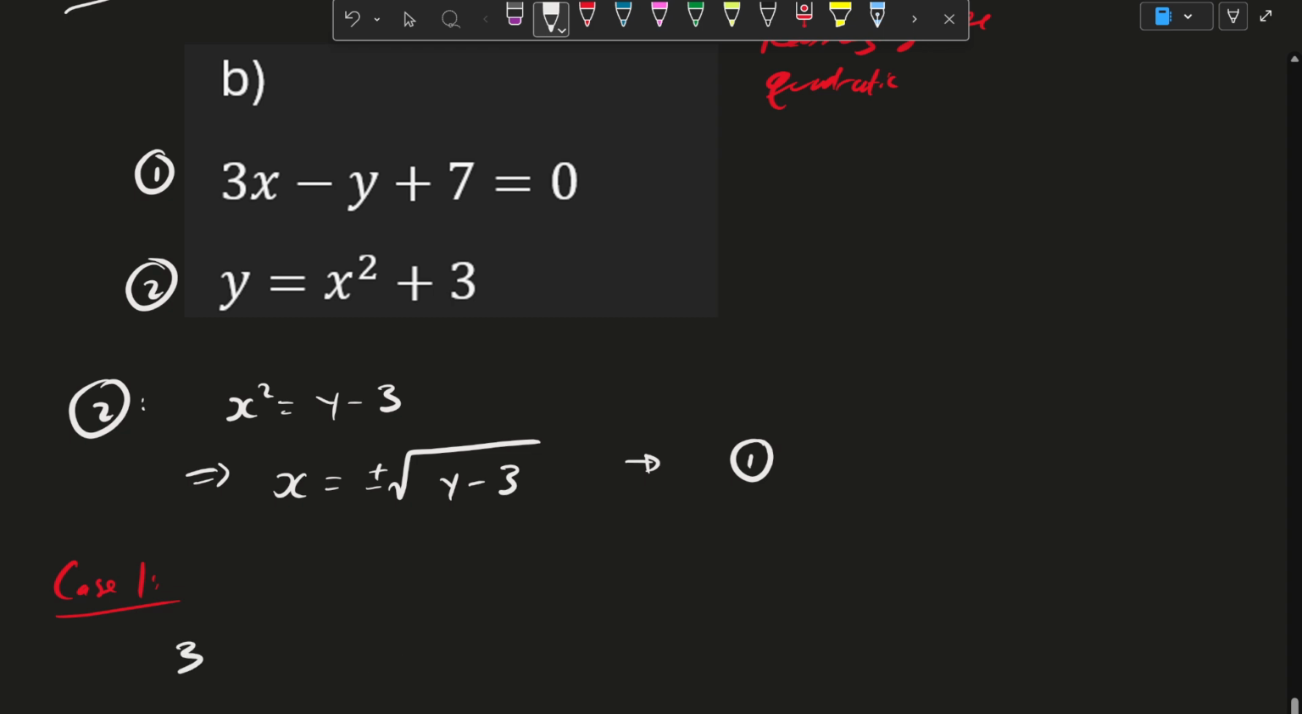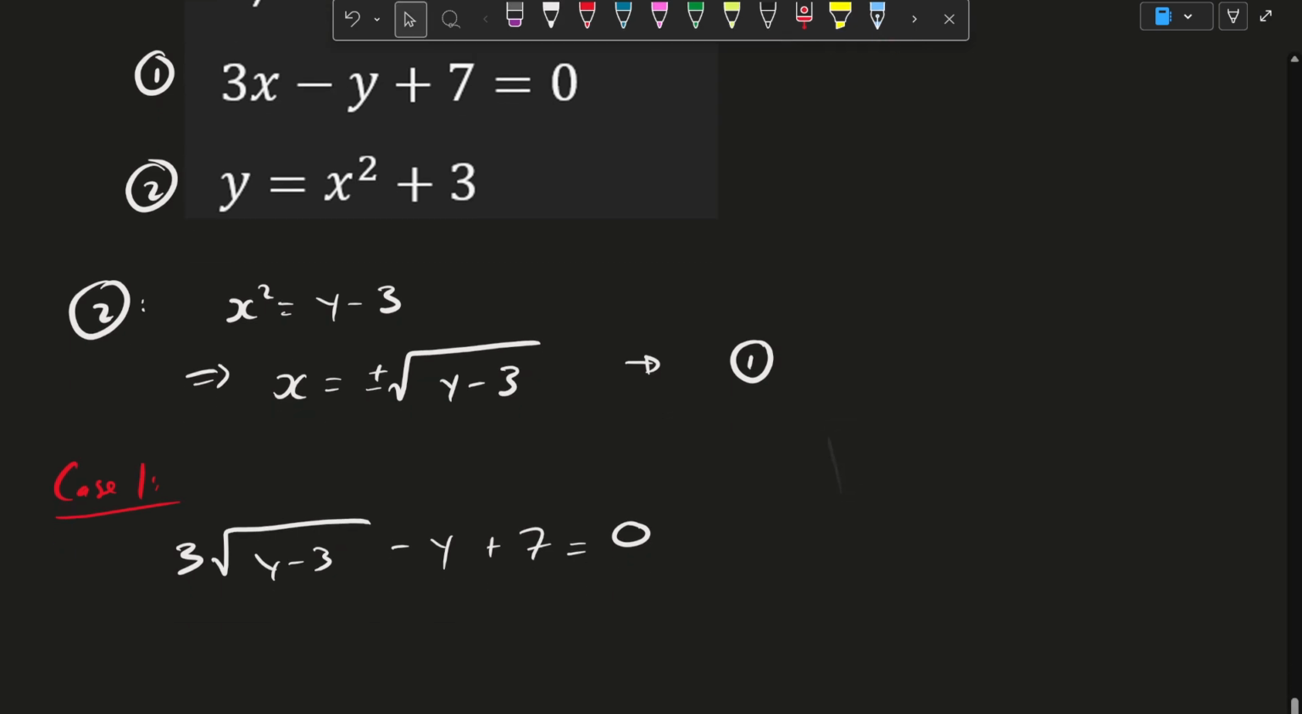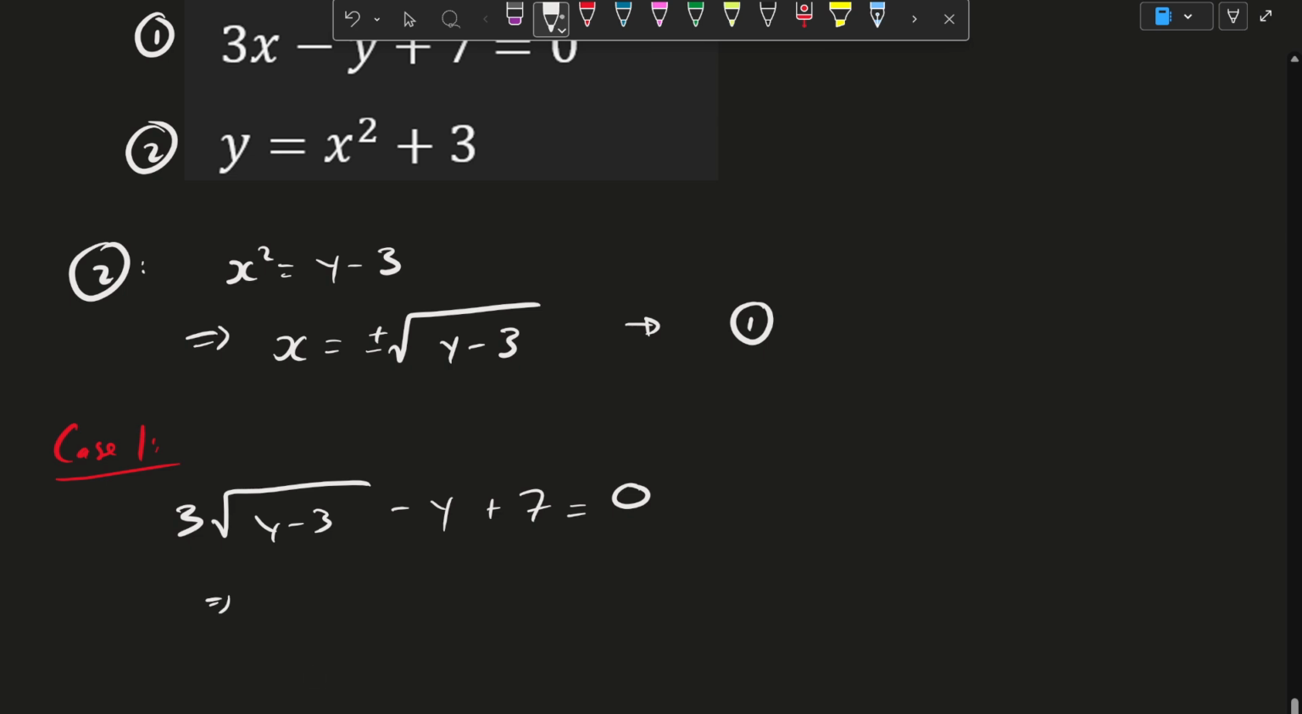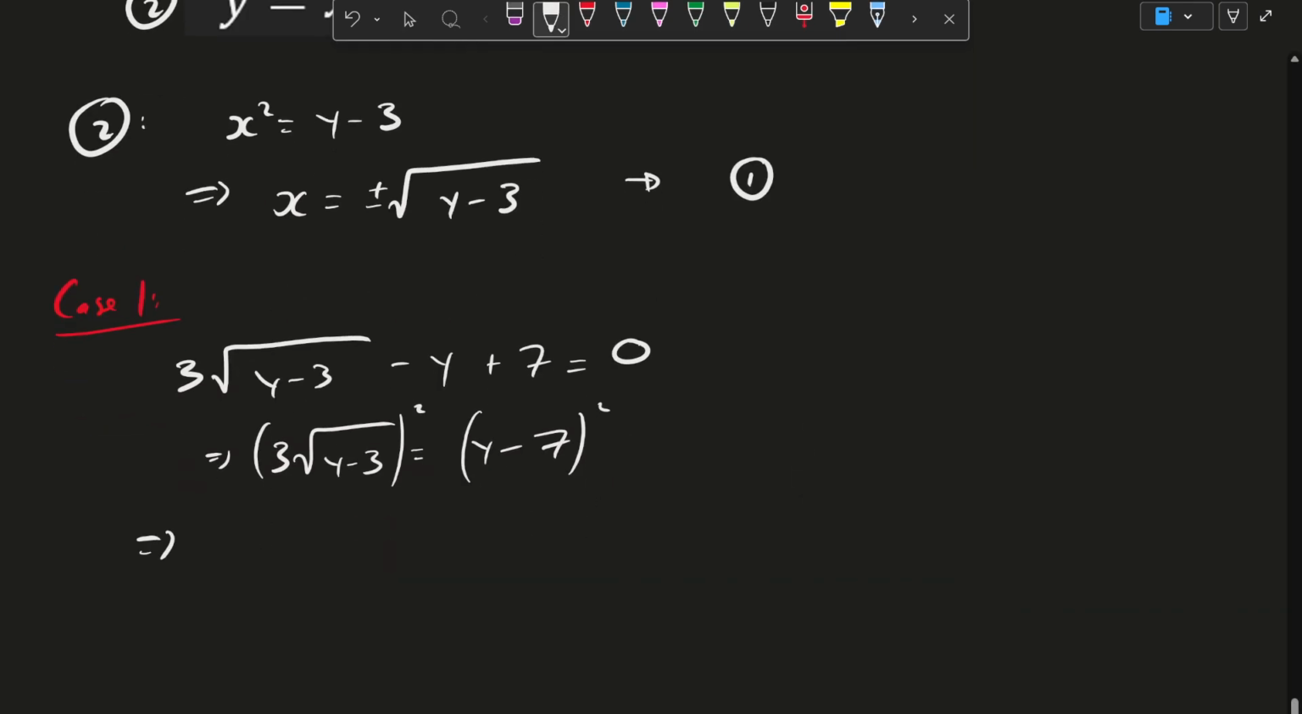So at this point we're having 3 times the square root of y minus 3, minus y, plus 7 is equal to 0. So what we get is 3 square roots of y minus 3 is equal to y minus 7. And then to get rid of the square root, we're going to square both sides. So we get 3 squared, which is 9, times y minus 3, because the square and square root knock each other out, is equal to this thing squared, which is y squared, take away 14y plus 49.